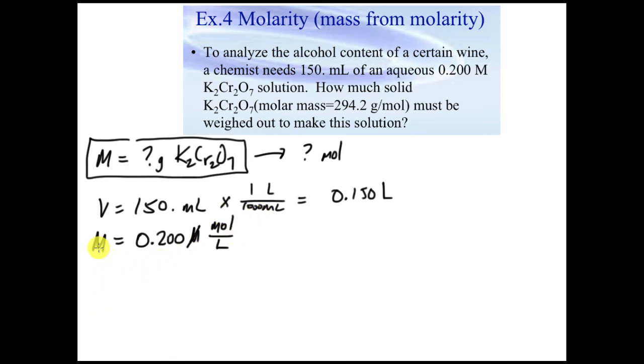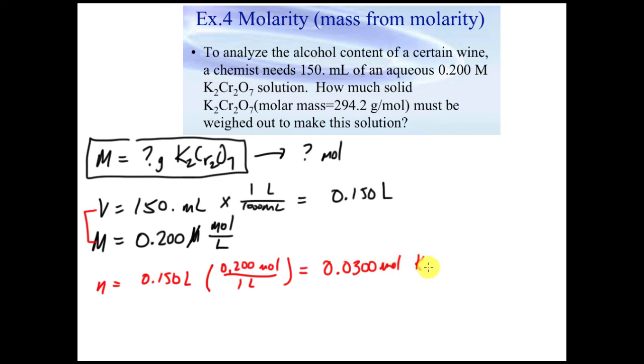So I saw earlier that if I multiply volume and molarity, I can find the moles. So moles are equal to 0.150 liters multiplied by 0.200 moles over 1 liter. I do that calculation, and I can figure out that I have 0.0300 moles of the potassium dichromate.